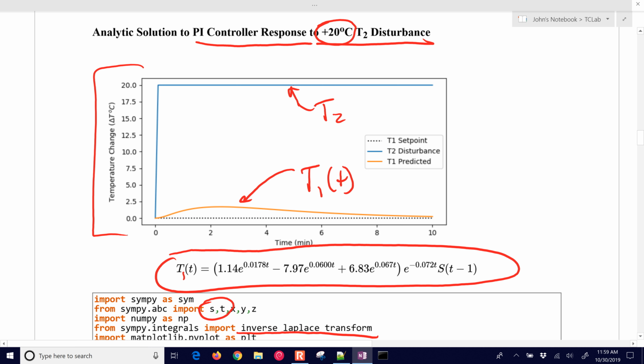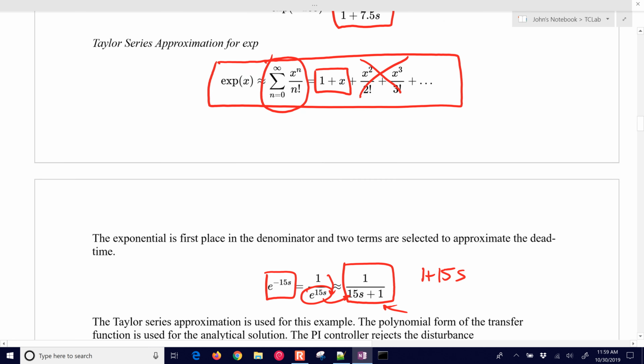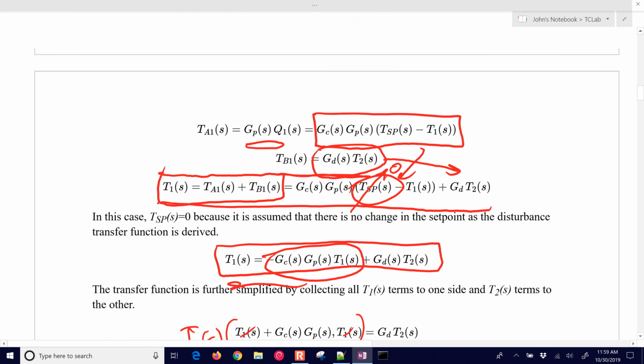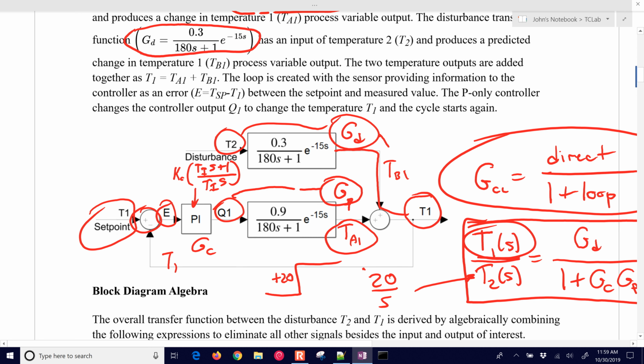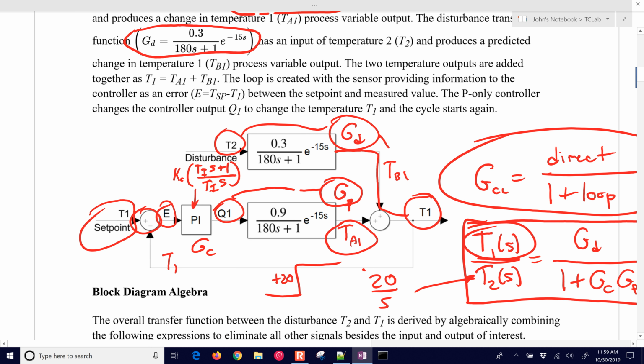So this is all just an example to show you how to do this same thing, but now instead of the disturbance, we're going to do it for the set point change instead. So I'm going to go back up to the block diagram, and now instead of being concerned about the disturbance, we're going to do the closed loop response with direct divided by 1 plus the loop, but for our set point changes.